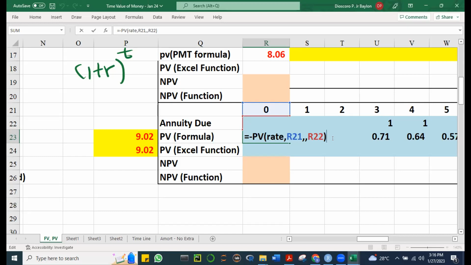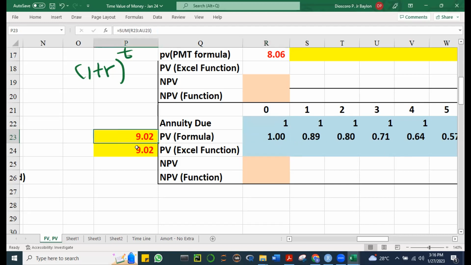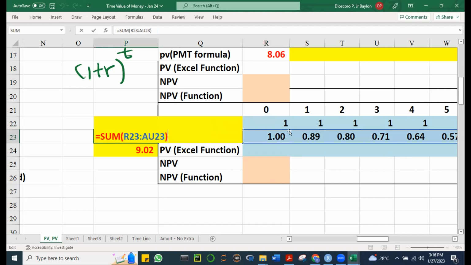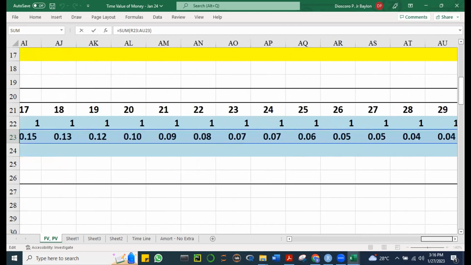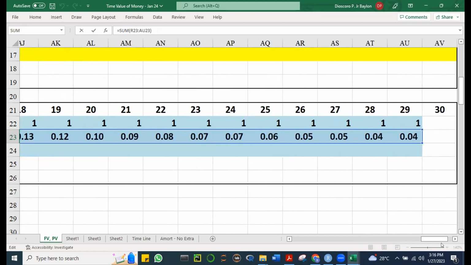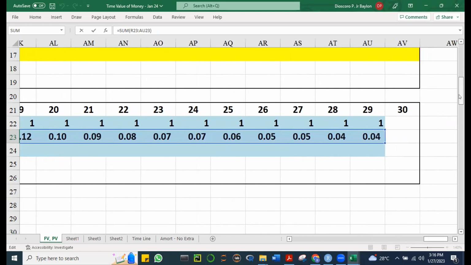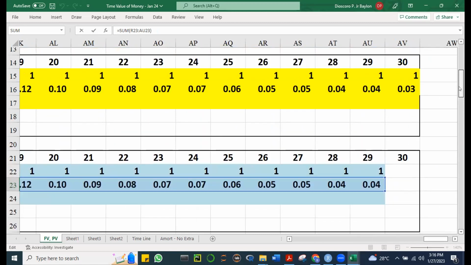Okay, did you get the answer? Yep. Okay, then copy to the right, and then we can add it here. The sum of only until 29, not including 30, because this is annuity due. Cash flow begins immediately. Unlike this one, the yellow one, where cash flow is at the end of the period.